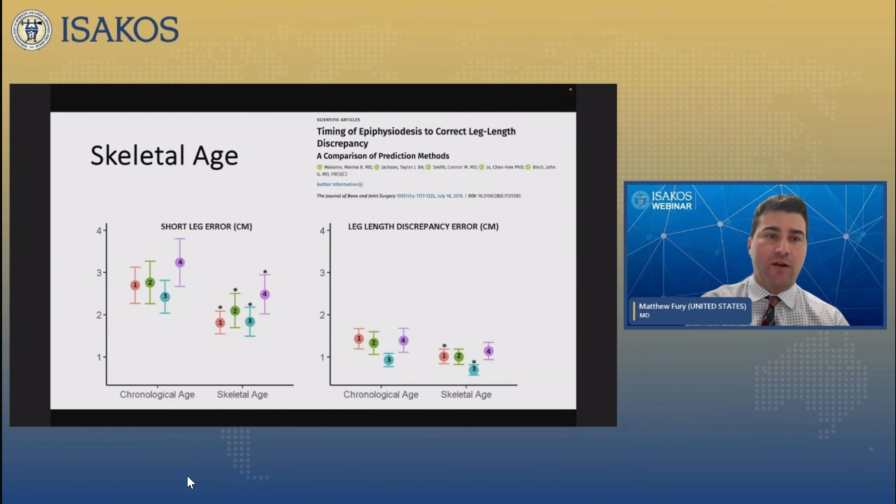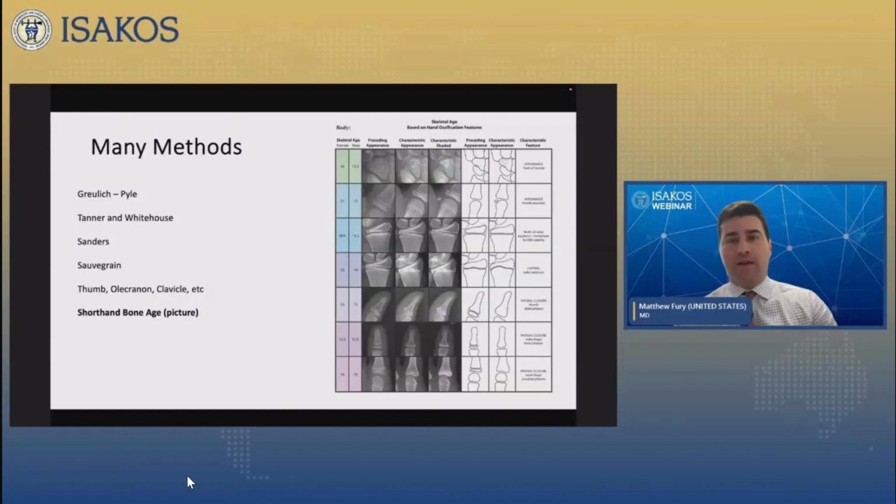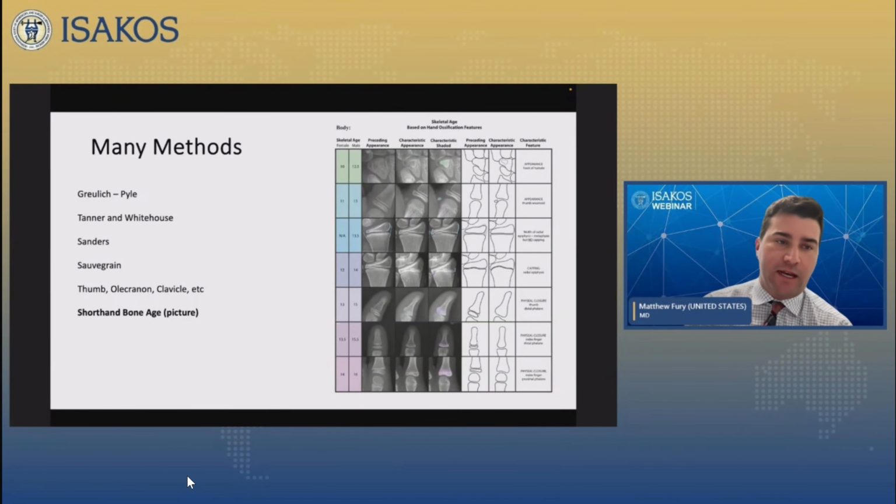So when you used skeletal age instead of chronological age in some of the growth prediction models, your error was much reduced. And so there are now many methods to assess skeletal age, and these have been used historically: the GP method, Tanner, Whitehouse, Sanders. There are now techniques that use various different anatomical locations, whether it's the olecranon, the clavicle, the thumb. And these methods are quite cumbersome. There's a lot to look at.